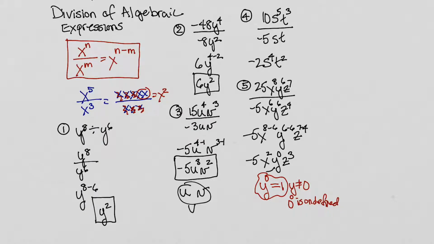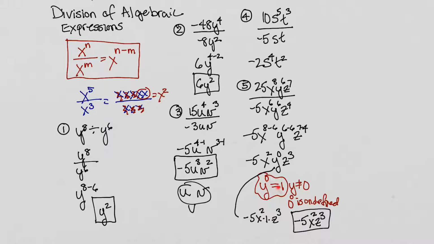So this y to the 0, that's a 1. So we're going to have negative 5 x squared times 1 times z cubed. But the 1, that's not going to change anything. So we're just going to write this as negative 5 x squared z cubed.